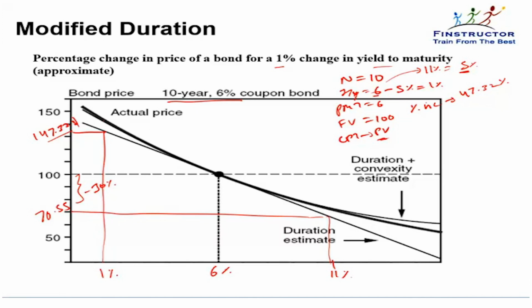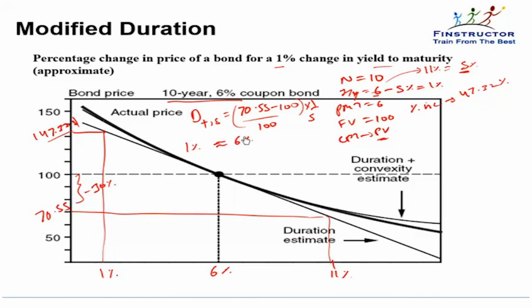So in the case of an increase in yields, that is when yields become 11%, the percentage change in the price of the bond is (70.55 minus 100) divided by 100. However, this is for a 5% change in yield. So for a 1% change in yield, this would be 1 by 5 of (70.55 minus 100) upon 100. That is approximately equal to 6%. We can do the exact calculation, but the idea is to understand the concept.